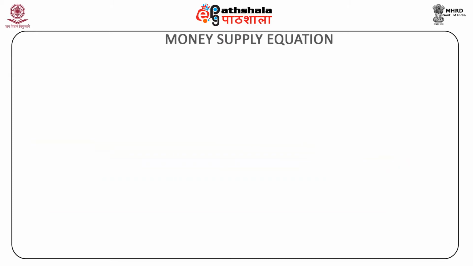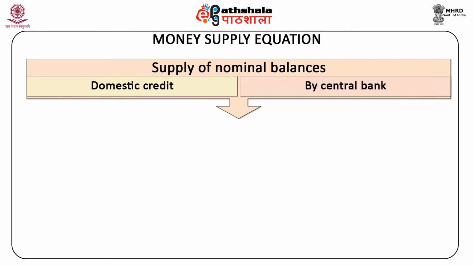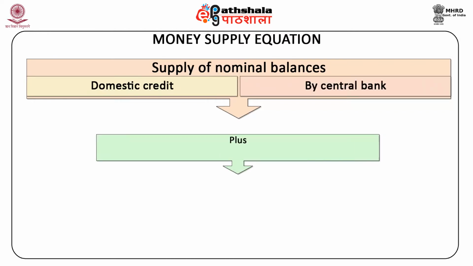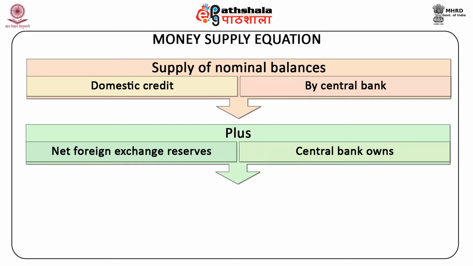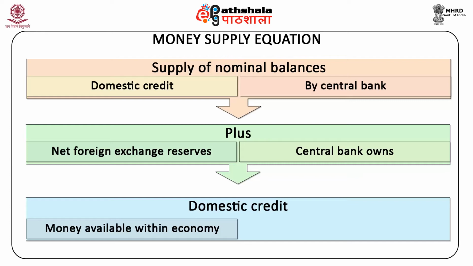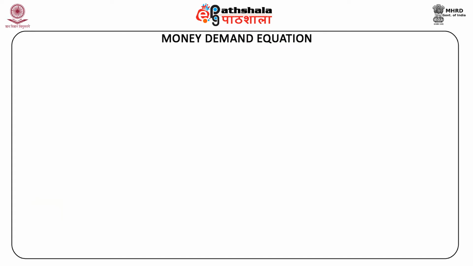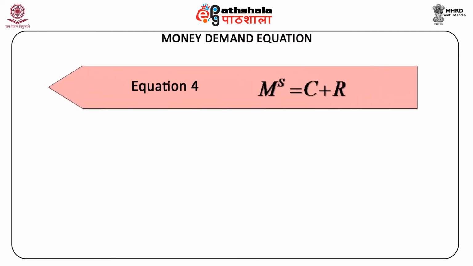In an open economy, supply of nominal balances is the domestic credit extended by the central bank within the economy plus the net foreign exchange reserves the central bank owns. Domestic credit includes the money available within the economy, which includes currency with the public and other credits to the public or to the government. Thus, the supply of nominal money balances in the economy is given by equation 4 as Ms = C + R, where Ms is the supply of money balances, C is domestic credit, and R is foreign exchange reserves.